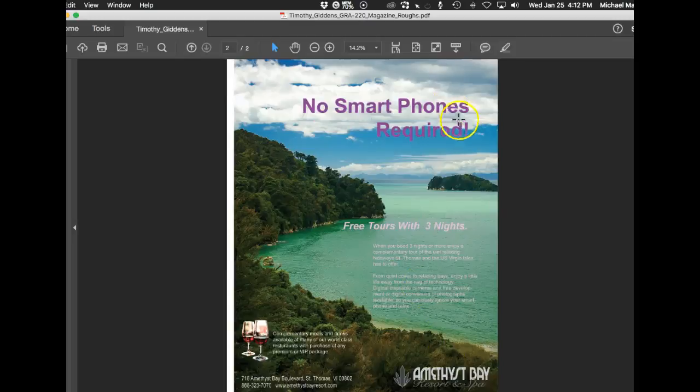A couple other things right here. No smartphones required. That's good. Free tours for 3 nights. I would pull that subhead. Well, actually, that's fine where it's at. The wine glasses are placed beautifully. I think that's a nice touch right there. It really is. And then the logo, I recommend using the color version of the logo instead of that black and white version. I just think you're stripping a lot of what could be vibrant action towards the bottom of the ad itself.